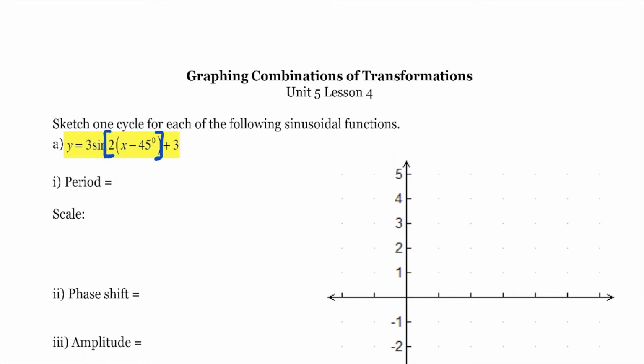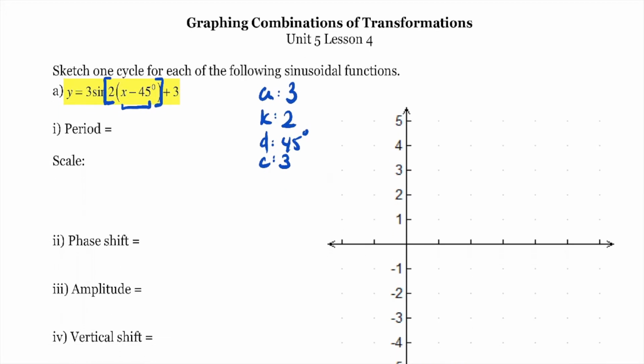What I like to get in the habit of doing is breaking down my a, k, d, and c values. So in this case, a is 3, k is 2, d is 45. Again, I like to think of it as what inside that bracket, added or subtracted to x, makes that 0. So in this case, d is 45 degrees, and c is 3. From there, we get the various attributes of sinusoidal functions, such as what we list to the left. Just be wary, get in the habit of doing this. You may not get this information on a test. You may just be given an equation and a grid, and just asked to graph the function.